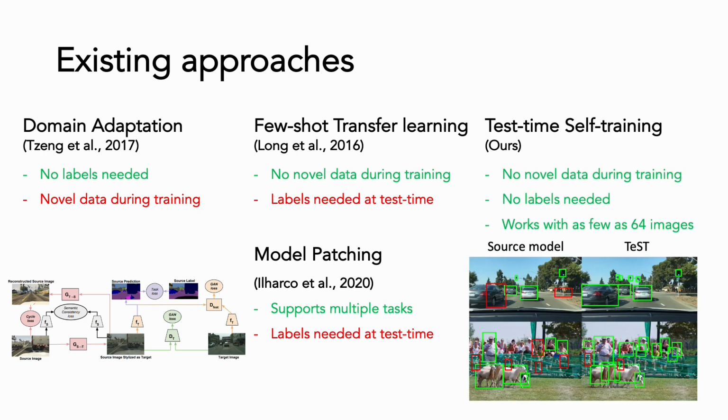task. In contrast to other techniques, our method, test time self-training, or TeST for short, does not require any adjustments to the training of the model, or labeled information at test time. TeST is also extremely data efficient as it works with as few as 64 unlabeled images.